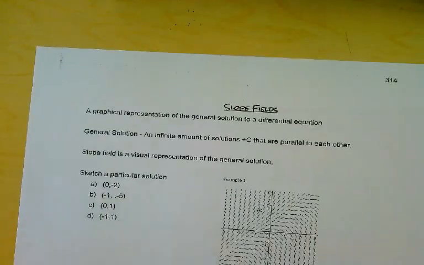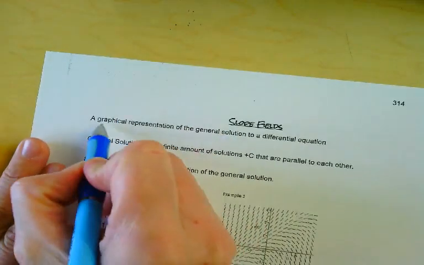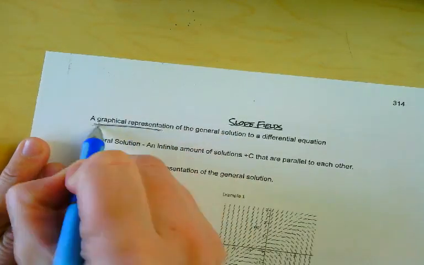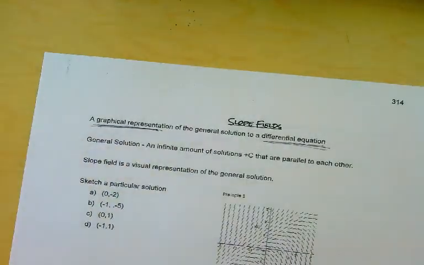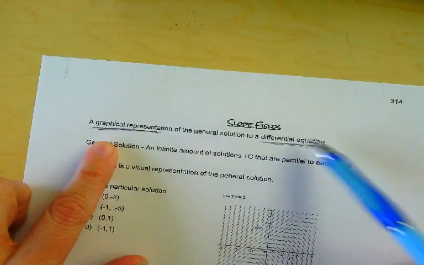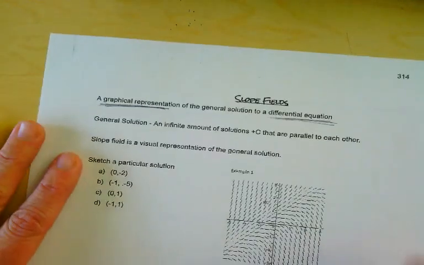All right, we're going to tackle some slope fields. A slope field is a graphical representation of a general solution to a differential equation. Last week we did all those differential equations by hand: dy/dx, we separated the variables, integrated both sides, found the c value, etc. Now this is the graphical version. This is what a slope field or a differential equation looks like graphically.